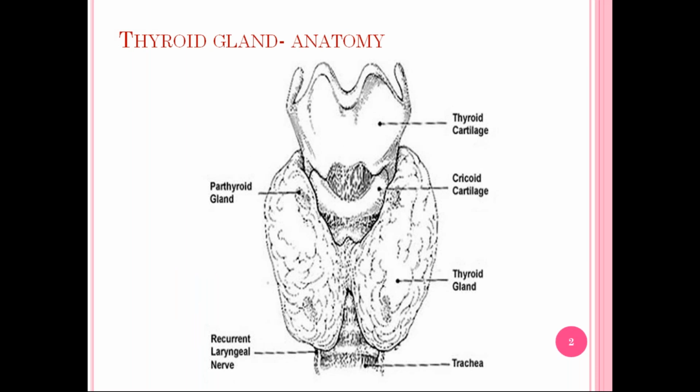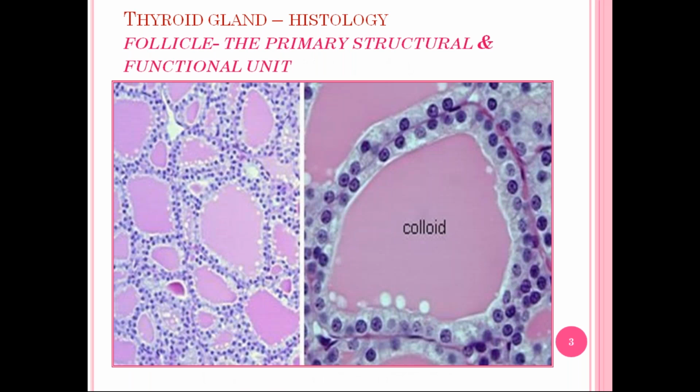So this is a thyroid gland. You can see this is the position where the thyroid gland is located, C5 to T1. And if you take a cut section of thyroid, that is a microscopic picture, you can see these are the follicles, right? A follicle is a functional unit of the thyroid gland.